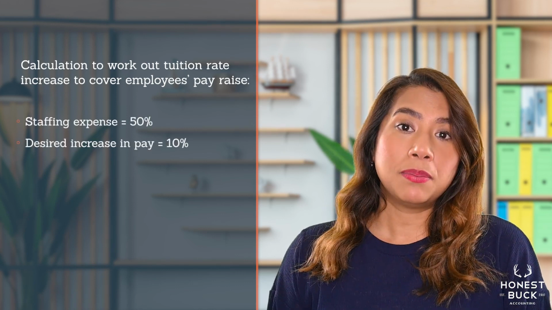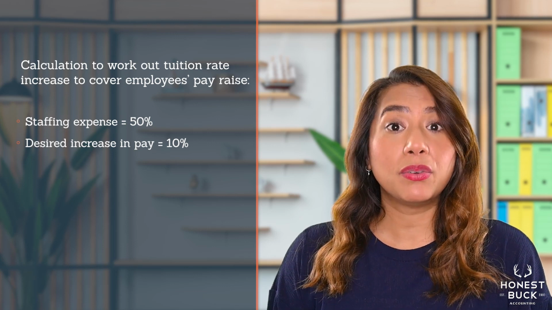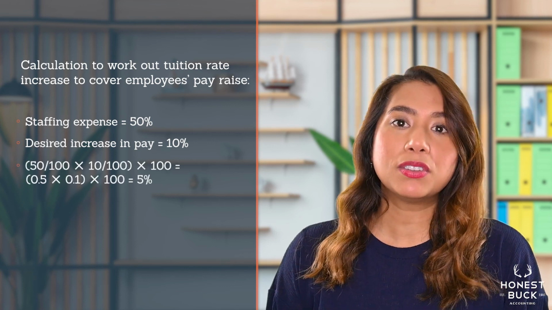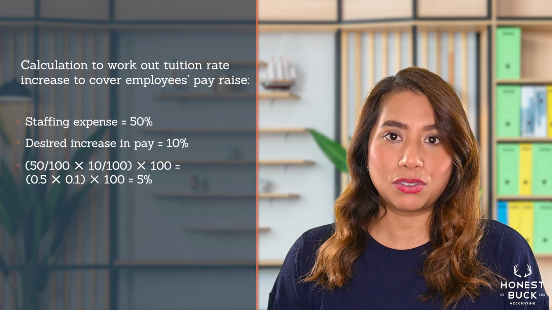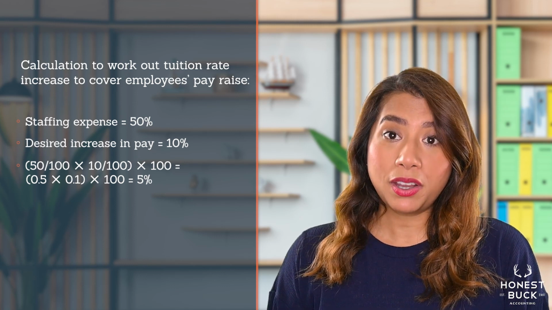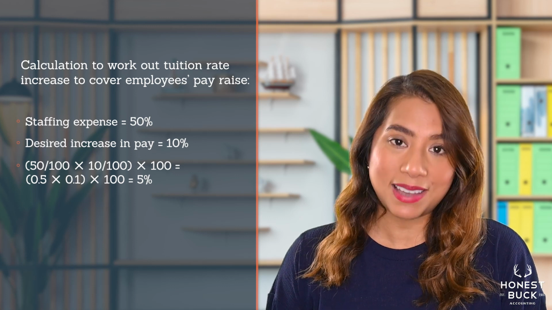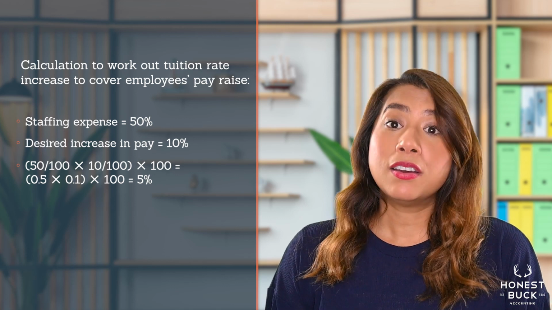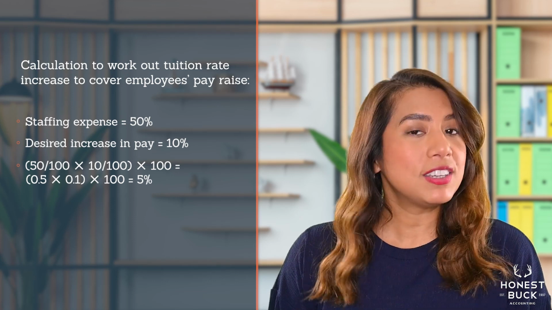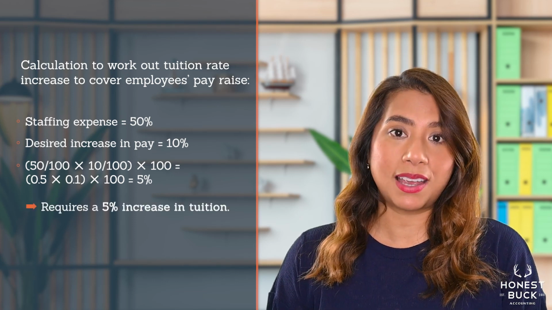We need to multiply both percentages together. So that's 50 divided by 100 multiplied by 10 divided by 100. Then multiply the result by 100 to convert back to a percentage. And the answer is 5%. To cover her employees' 10% pay rise, she needs to increase tuition by 5%.